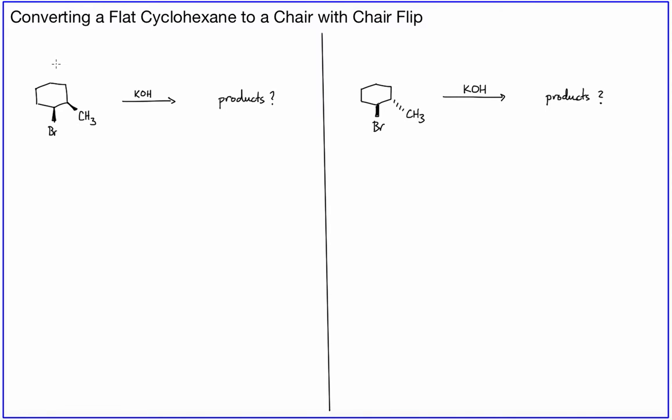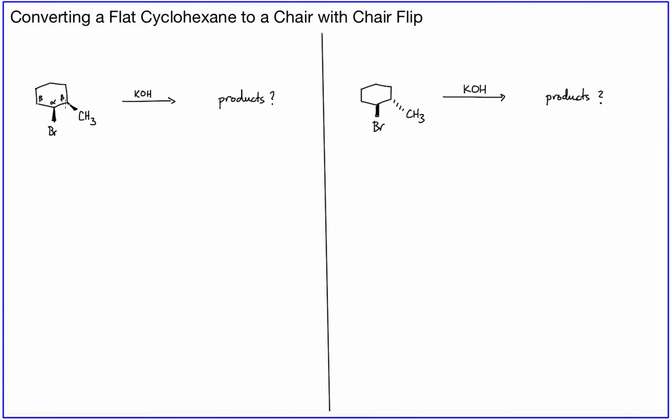anti to one another. So when we're given a flat cyclohexane such as this, it's difficult to determine which hydrogen is going to get abstracted by the base. So if we label our carbon bearing the leaving group as the alpha carbon, we have to examine the beta carbons, which are the adjacent carbons, for the hydrogens present that are going to do the elimination.